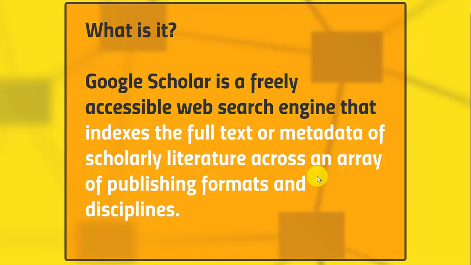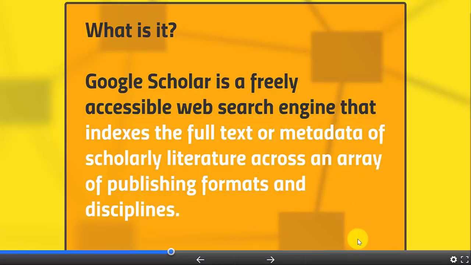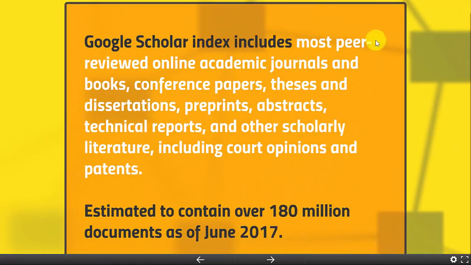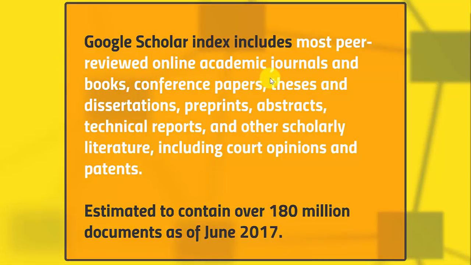What is it, by the way? Now, Google Scholar is available for everybody. It's a web search engine that indexes the full text or the metadata of scholarly literature across an array of publishing formats and disciplines. Now, what is this array? This array includes most peer-reviewed online academic journals and books, which you will be referring to, which will be on your reference list as a doctoral student. So most of these are indexed by Google Scholar.